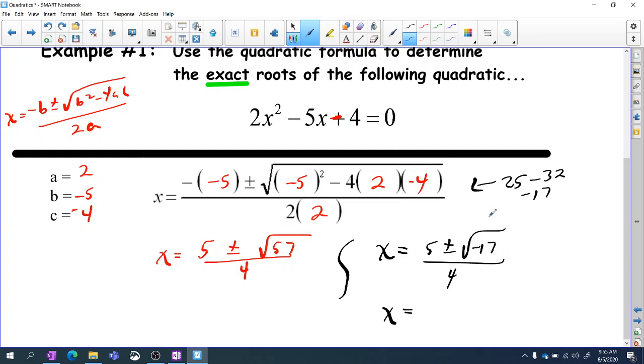The square root of negative 17, all this indicates to us is that this quadratic has no solutions. So that is what happens when you get a negative underneath the square root sign, because we can't take square roots of negative values. However, if I make that one little change here to a minus, then all is good, and we get 5 plus or minus square root 57 over 4.